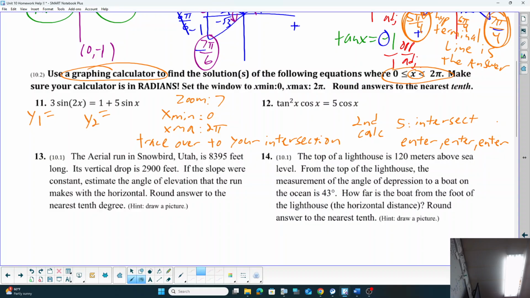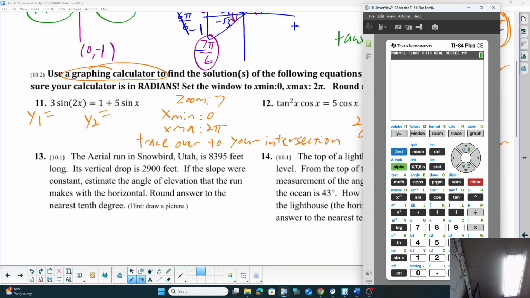So let's give all that a try. Let's go. We're going to go to y equals, and clear our screen there. It'll be an easy one on the test if you've practiced. So just like anything else, practice. So we have 3 sine 2x equals, and the other side will be 1 plus 5 sine x. Cool. And then we'll go ahead and graph those.